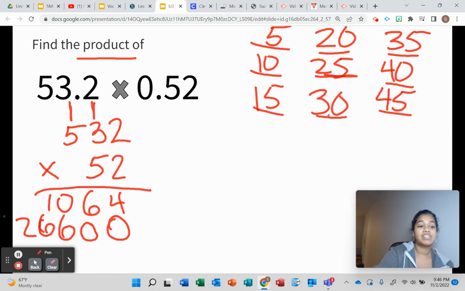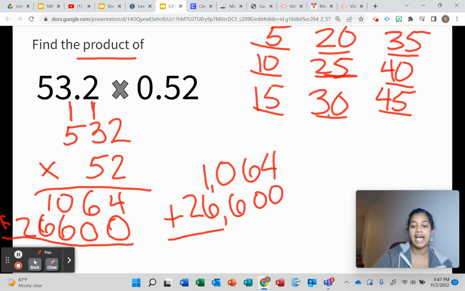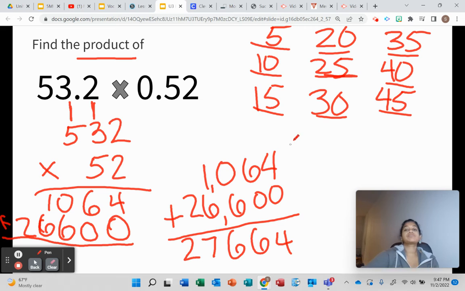Okay, now we have to add everything together. And I didn't give myself enough space, so I'm actually going to add them up right here. So we have 1,064 plus 26,600, right? So let's add them up. 4 plus 0 is 4. 6 plus 0 is 6. 0 plus 6 is 6. 1 plus 6 is 7. And then we have our 2. Okay, so now we went ahead and multiplied 532 times 52.